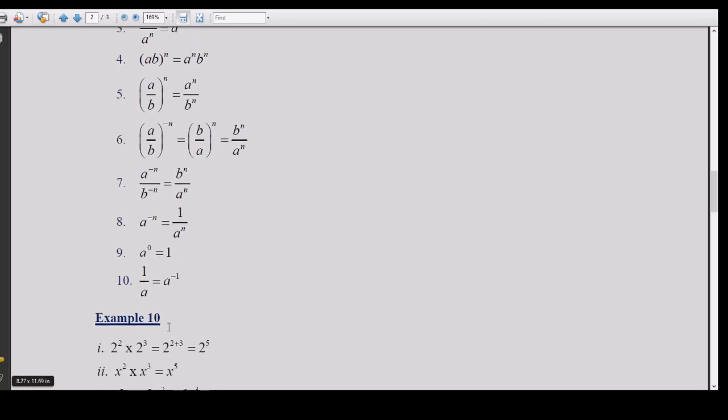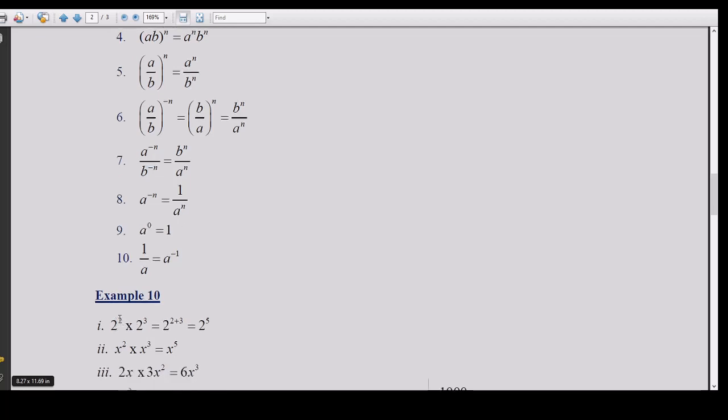Okay, now let us look at the example here. 2^2 multiply 2^3, having the same base 2, different in power. Then what we will do? 2^(2+3), that means 2^5. The same thing in algebra, if x squared multiply x cubed, what will you get? You will not get x^6. The powers cannot be multiplied. If you multiply x squared by x cubed, the powers should be added. You will get x^5.